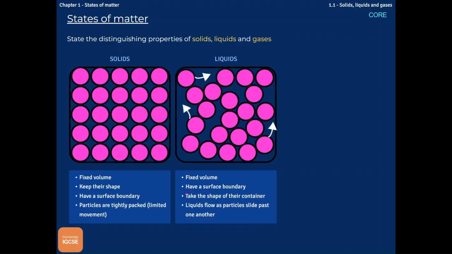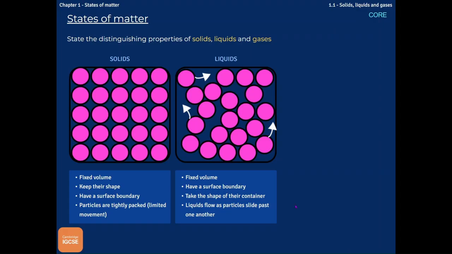They do have a surface boundary, liquids do. You can imagine a pond, right? There is a boundary to that pond. If you throw a rock, it might go into the water, right? But there is a boundary there.